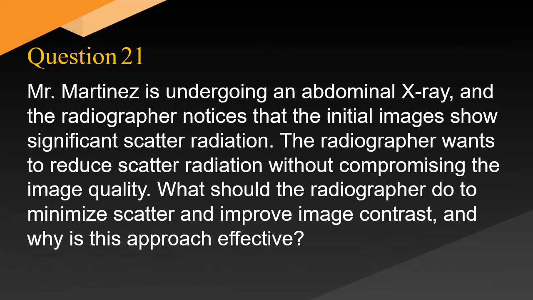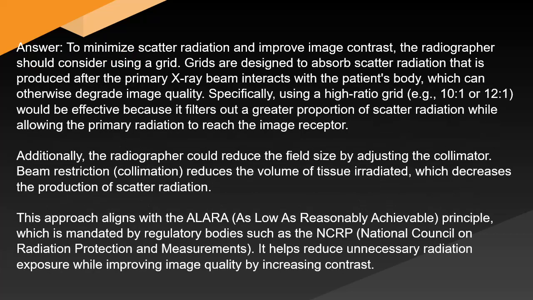Mr. Martinez is undergoing an abdominal X-ray, and the radiographer notices that the initial images show significant scatter radiation. The radiographer wants to reduce scatter radiation without compromising the image quality. What should the radiographer do to minimize scatter and improve image contrast, and why is this approach effective? Answer: to minimize scatter radiation and improve image contrast, the radiographer should consider using a grid. Grids are designed to absorb scatter radiation that is produced after the primary X-ray beam interacts with the patient's body, which can otherwise degrade image quality.